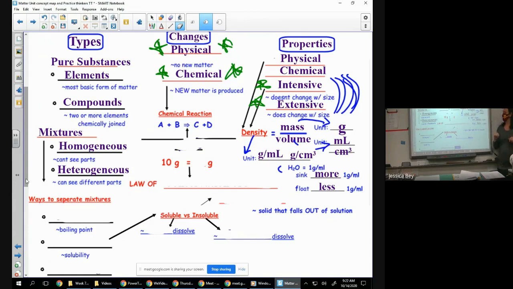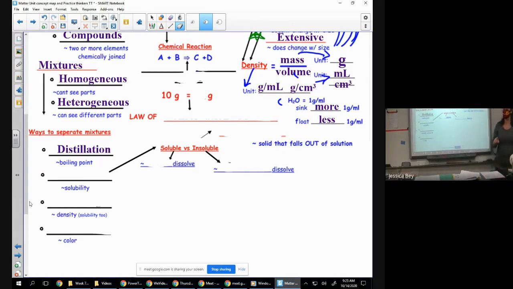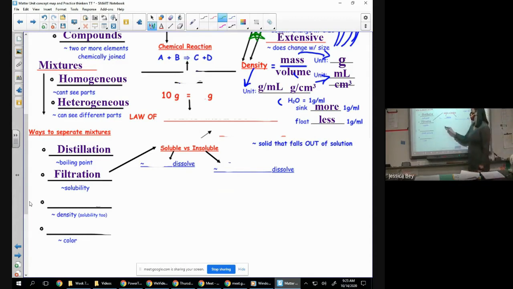So that's all that. Then just recently, we talked about the different ways to separate mixtures. There are 4 ways to separate mixtures. The first way is separating based on boiling point, which is distillation. Distillation is separating based on boiling point. Solubility, you do it in the morning when you're making your coffee, is filtration. Remember, it only stops insoluble things.